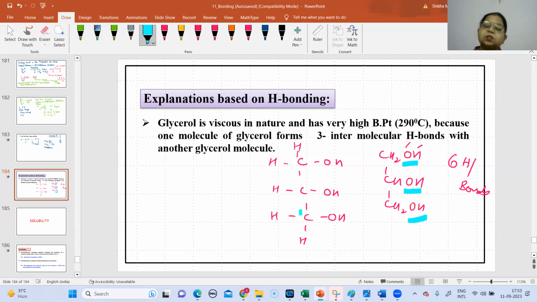More the hydrogen bonds, more will be the viscosity. Of course, for the viscosity of different medicines, they may have different reasons. Viscosity is not always the reason for them, right? So that is a few things about glycerol.